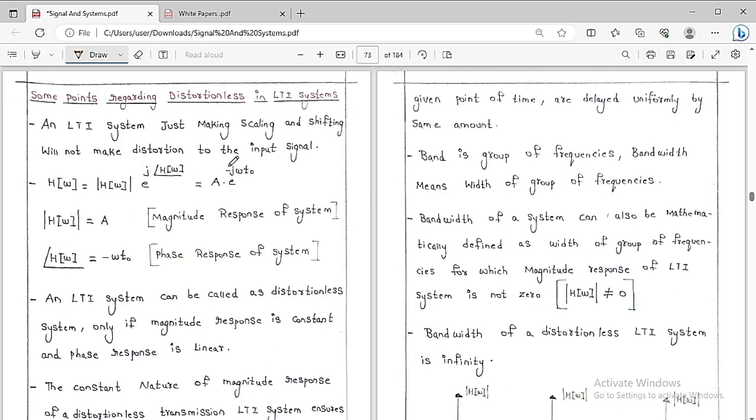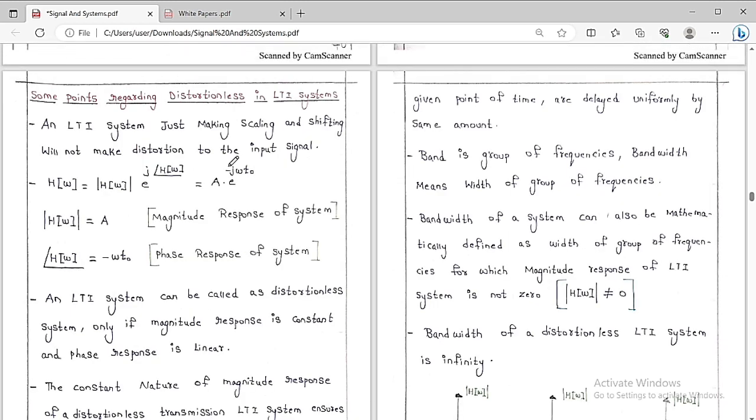Now, we will discuss some points regarding distortionless transmission in the LTI system. Previously, we have learned the concept. Now, we will discuss some important points regarding distortionless LTI systems. Listen carefully. An LTI system just making scaling and shifting will not make any distortion to the input signal. Suppose there is an LTI system making only scaling as well as shifting, this will not cause any distortion to the input signal.